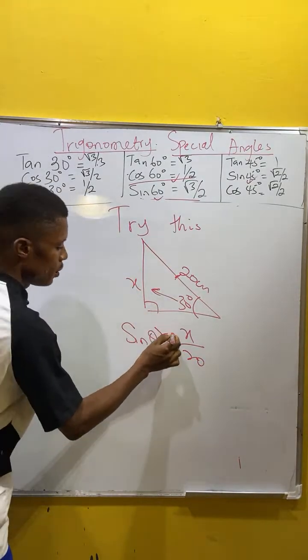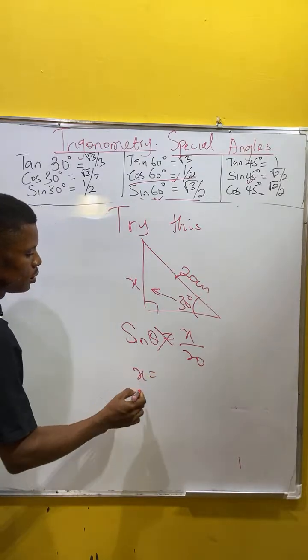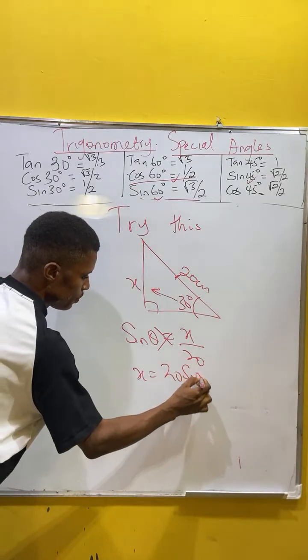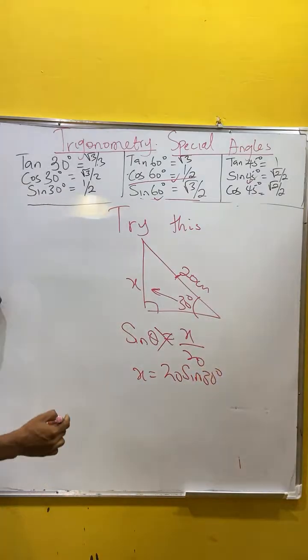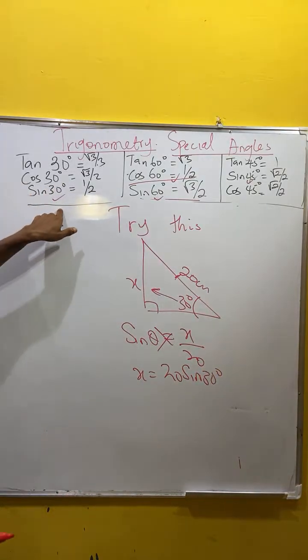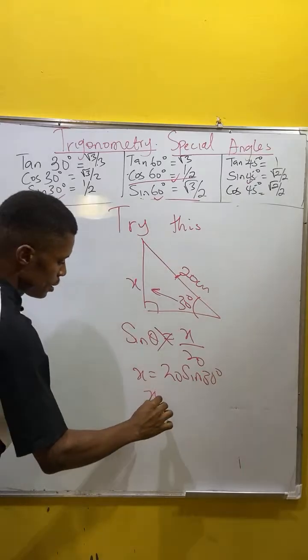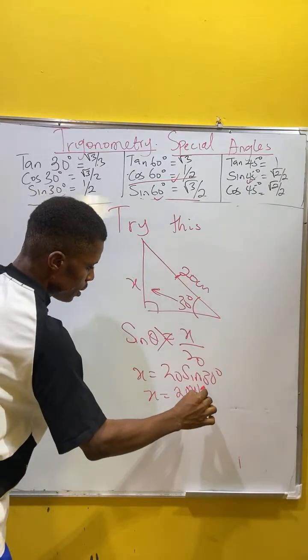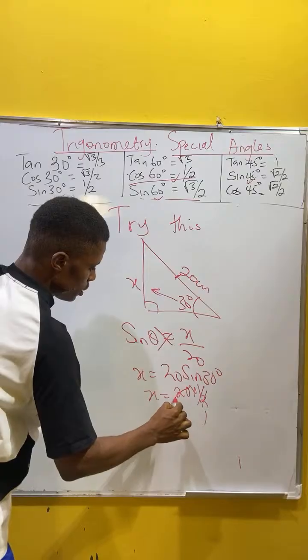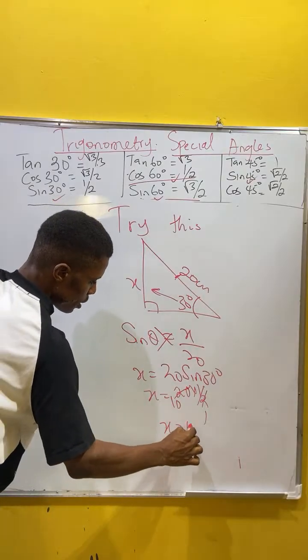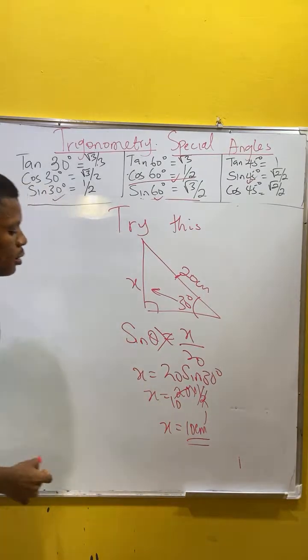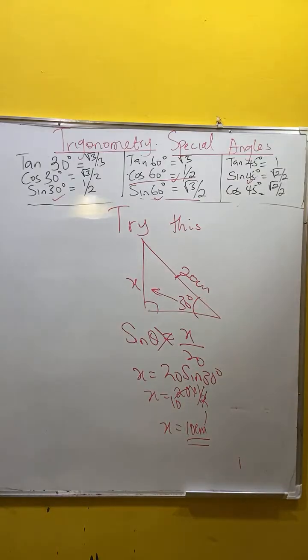So if you cross multiply, x is equal to 20 sine 30 degrees. Remember, sine 30 is 1 over 2, right? X is equal to 20 times 1 over 2. 2 into 20 is 10. So x is 10 cm. Correct. Thank you so much for the answer.